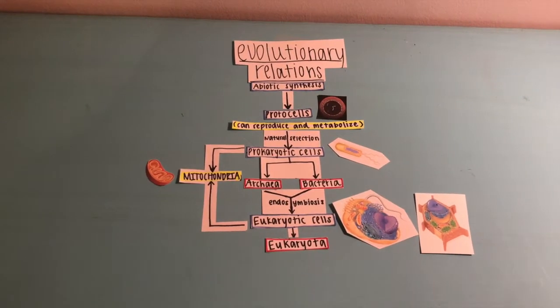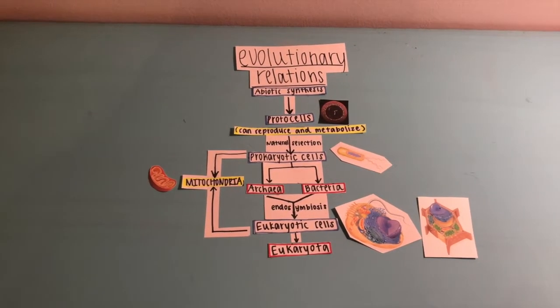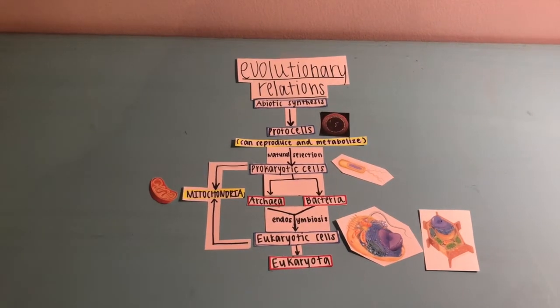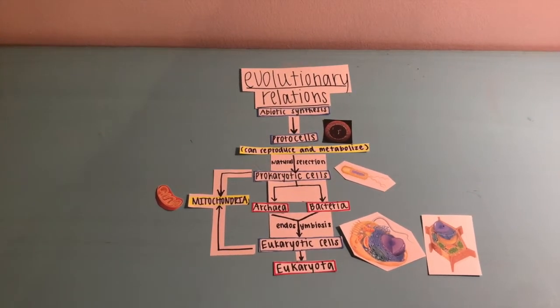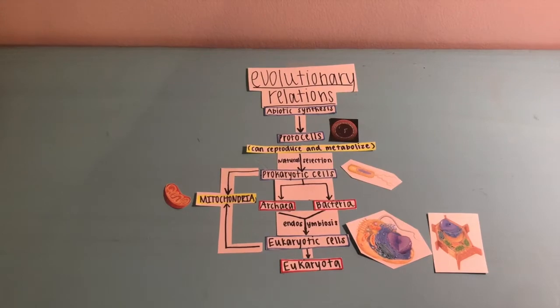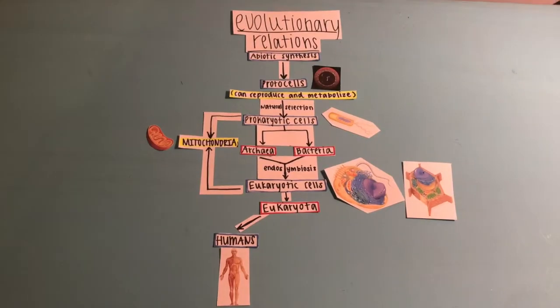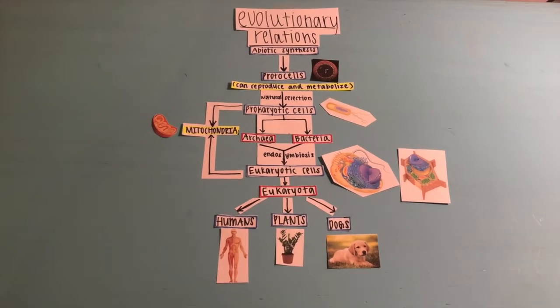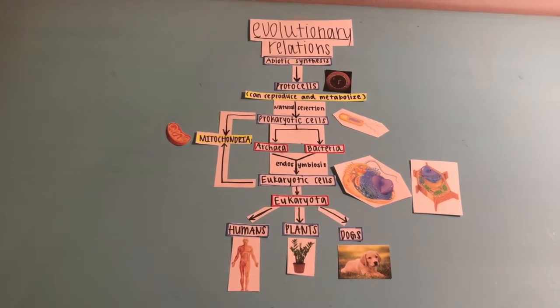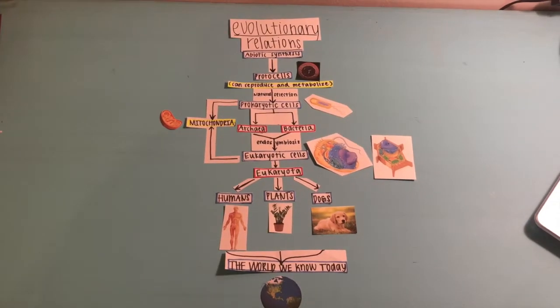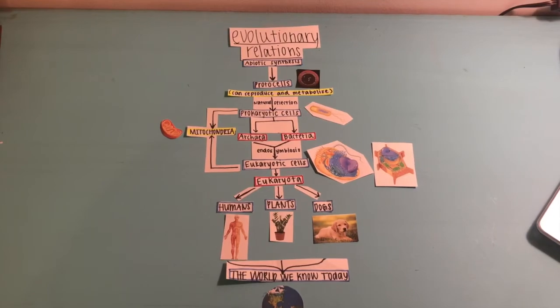Mitochondria is said to have been a separate prokaryotic cell itself, but was engulfed by the eukaryotic cell and eventually became a part of it. These eukaryotes were able to create multicellular organisms like humans, plants, and even dogs. This evolutionary relationship was able to create the world we know today. And this concludes our presentation on active learning module.